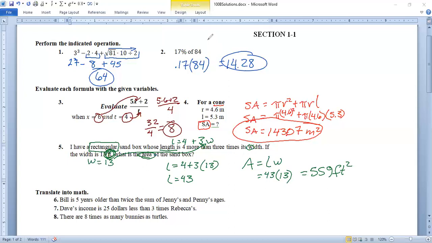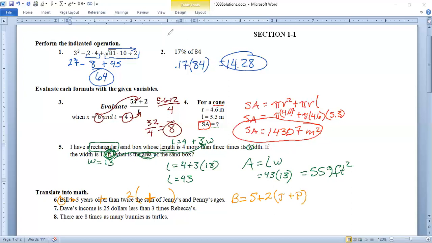All right, down at the bottom here, number 6, Bill is 5 years older. Okay, so Bill, right there, B, is, that's an equal sign, 5 years older, so that's a plus sign, 5 years older than twice, so this is 2 times something. The sum is adding things together, so twice, 2 things added together. Twice the sum of Jenny and Penny's ages.